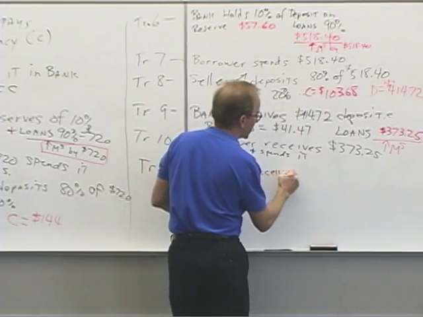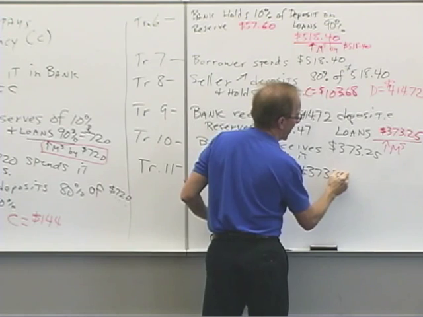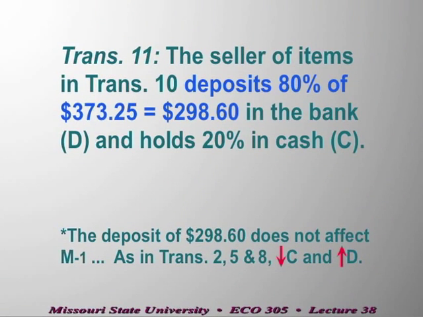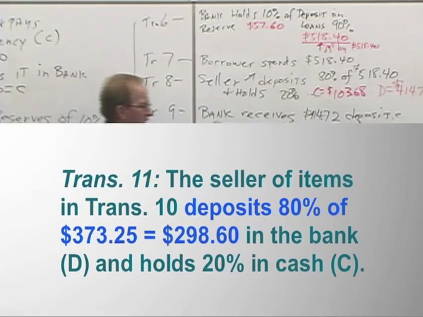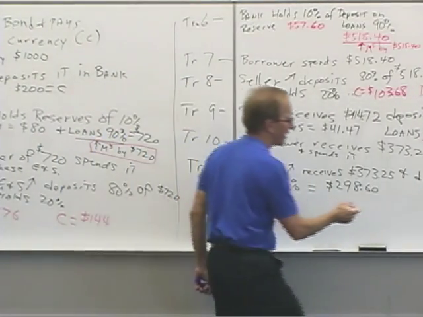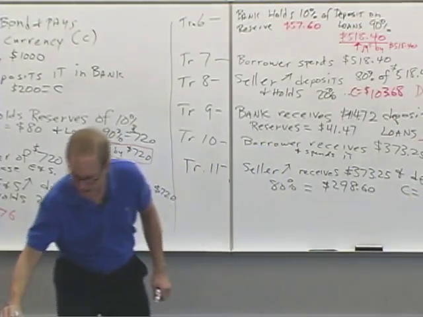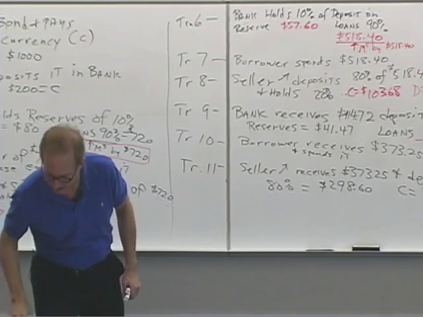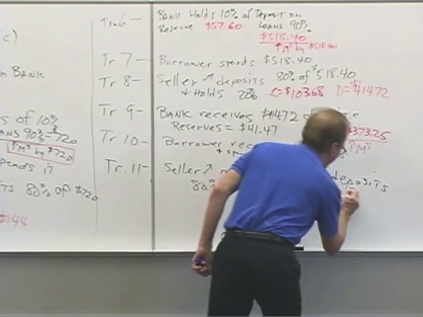Receives $373.25 and deposits 80% of it. How much is that deposit? 0.8. Did you say 298.60? That's what I got. And the rest is in currency. $74.65.